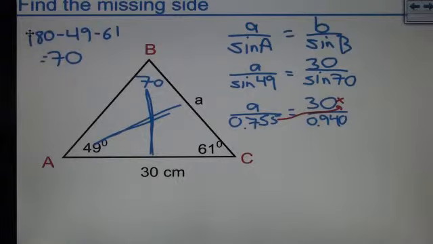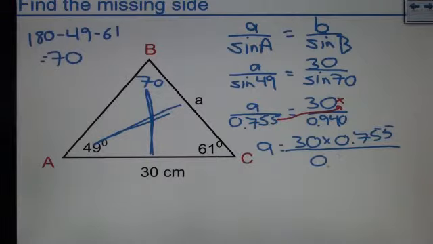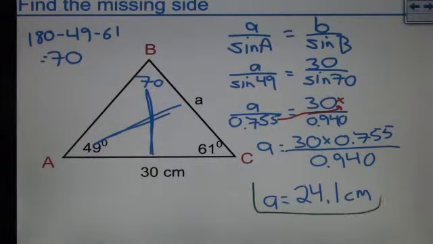So we get A equals 30 times 0.755. So you can see, after you set it up, it's nothing more than manipulating an equation or rearranging a ratio. To get that, we would get A equal to 24.1. We check the units, centimeters, and we put a box around our answer to make it stand out.